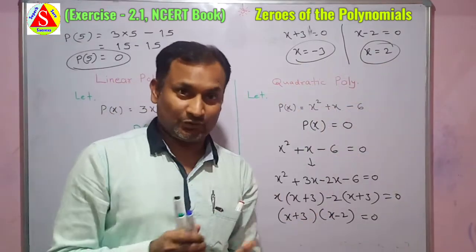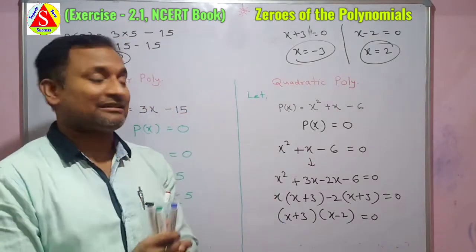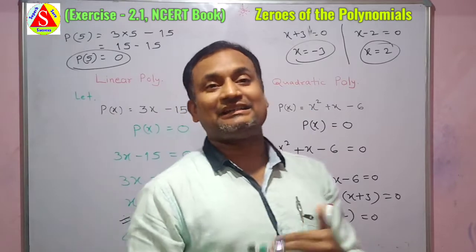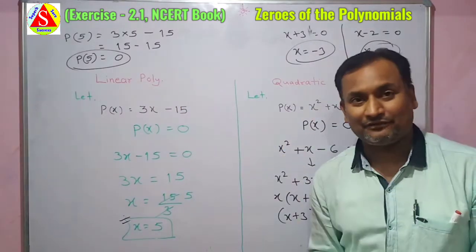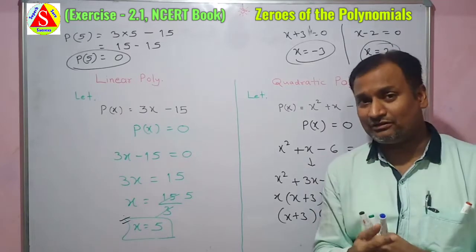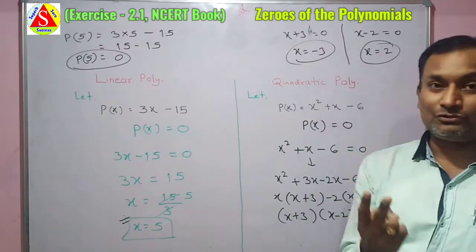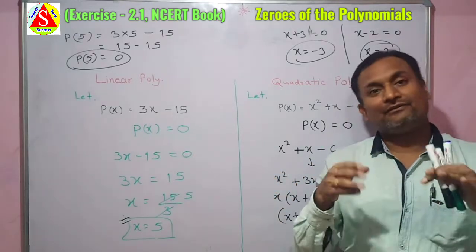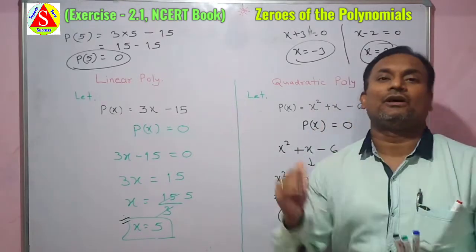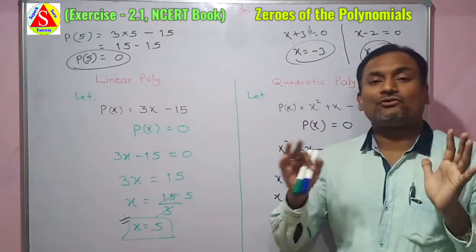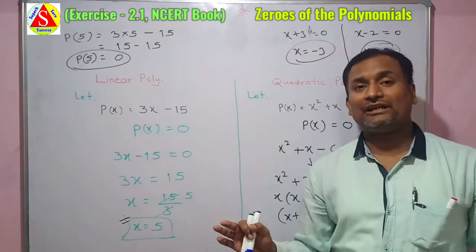Dear students, we know that the degree of the polynomial decides how many zeros we will have. If the degree of the polynomial is 1, we will have 1 zero. If the degree of the polynomial is 2, we will have 2 zeros. If the degree of the polynomial is 3, then we will have 3 zeros and so on. I hope dear students the concept of zero is clear to you.